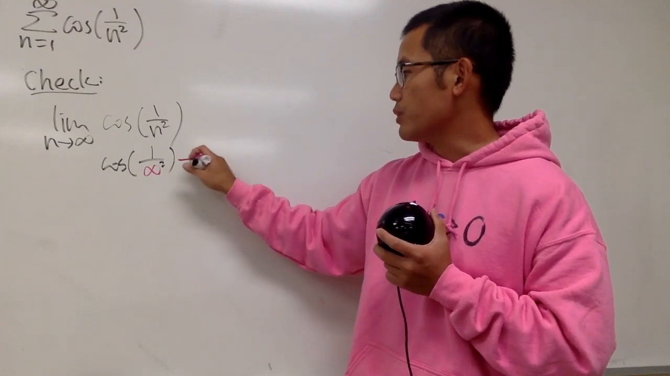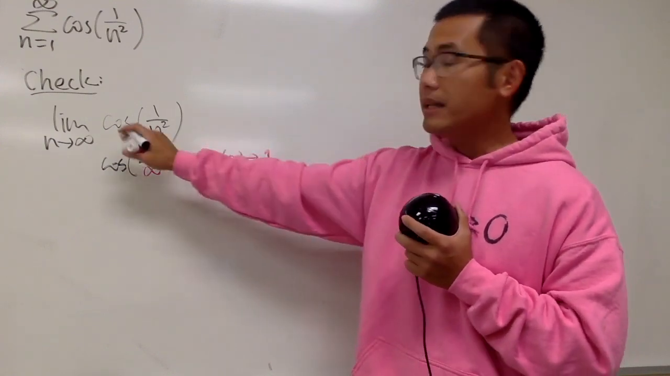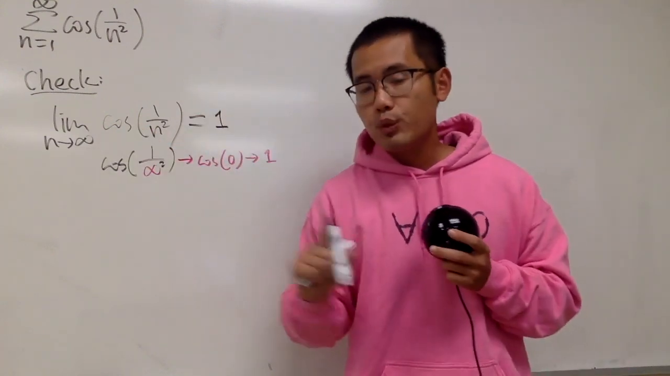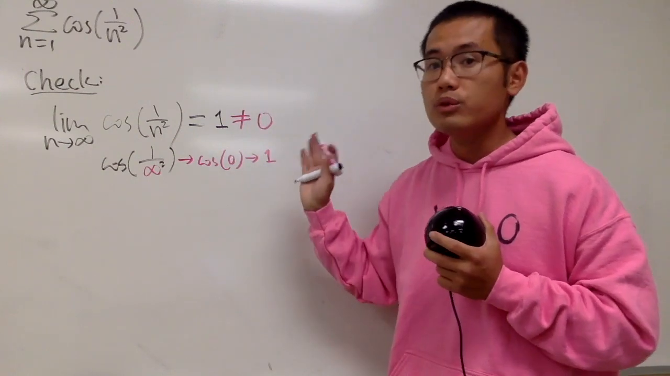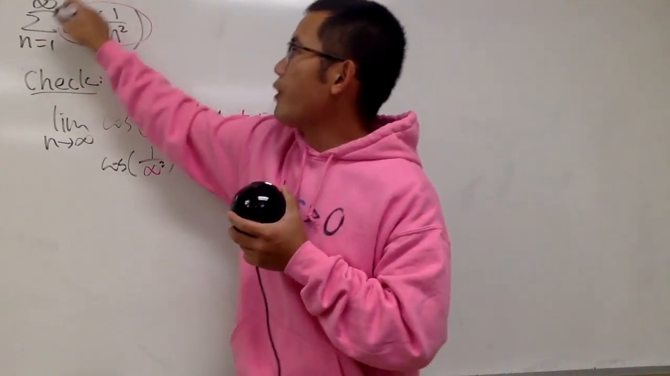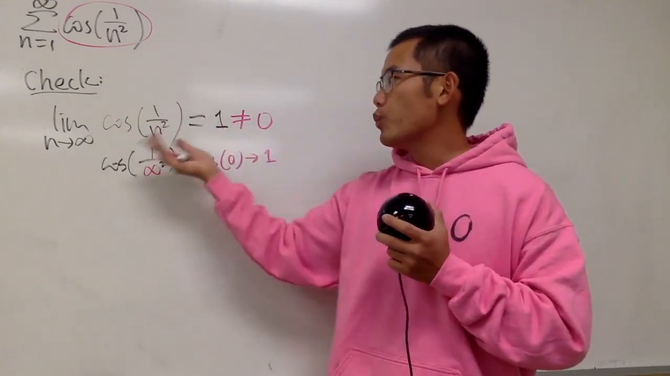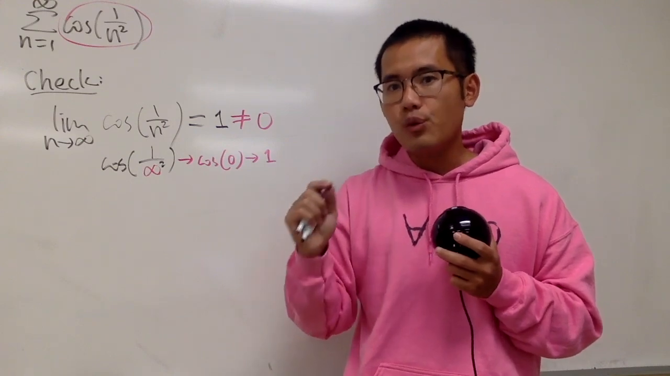So let me just show you. This is cosine of 0, which just goes to 1. That means this right here is equal to 1. And this time, we're using 1. And we have to remember, this is not equal to 0. Because what we did is, we look at this only and take the limit as n goes to infinity. Well, we end up with 1, which is not 0. And we are doing the test for divergence.